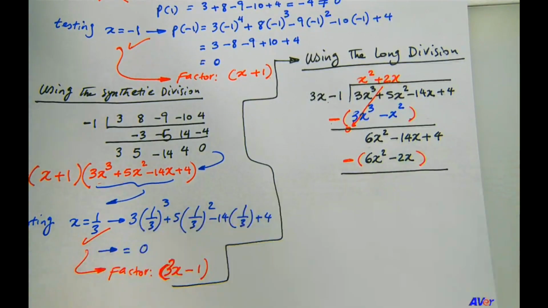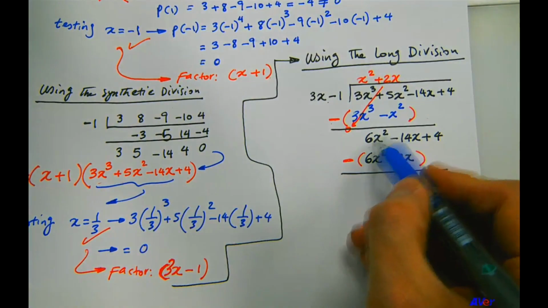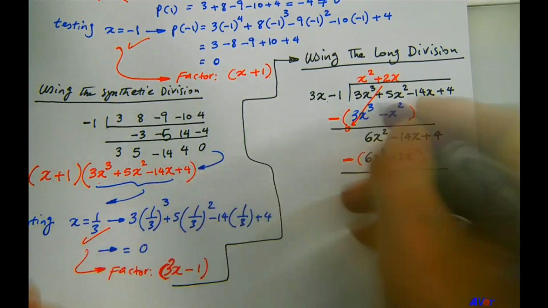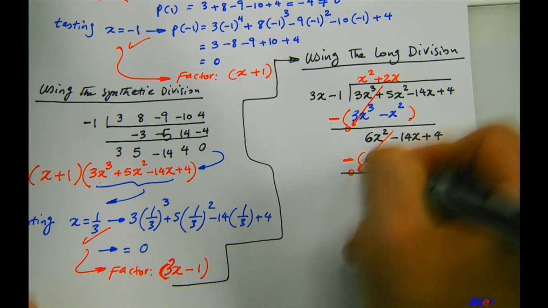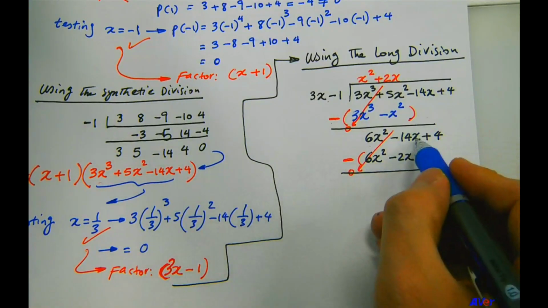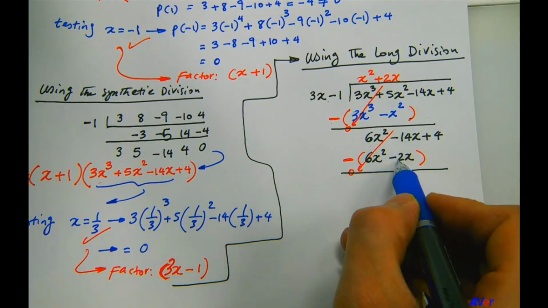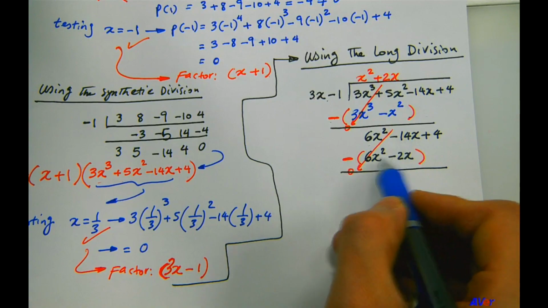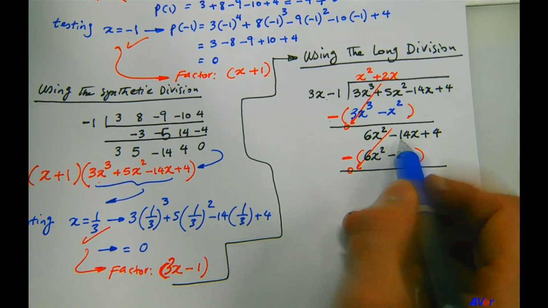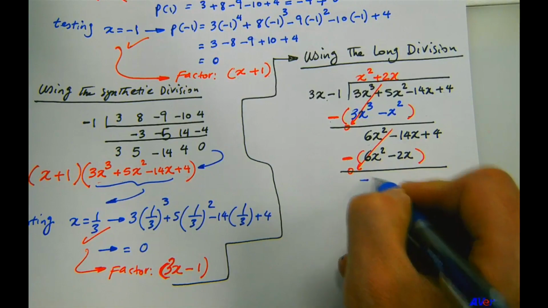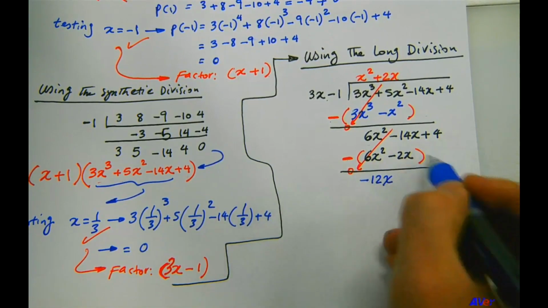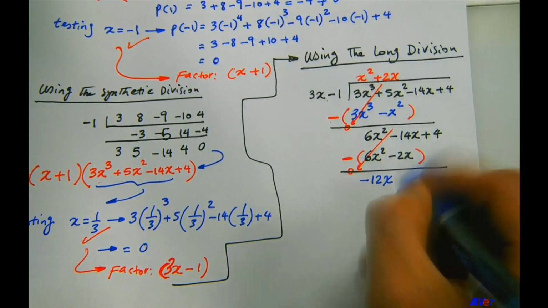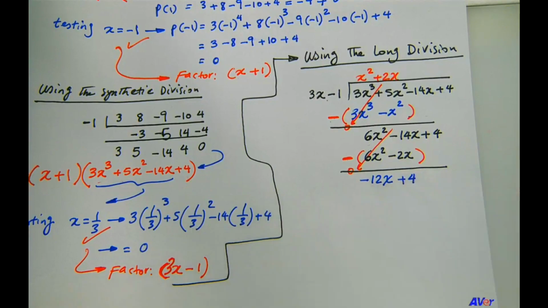So now, let's subtract. 6x squared minus 6x squared is 0, right? So those two terms end up 0. Minus 14x minus 2x. So minus 14x minus 2x is positive 2x plus minus 14x. We get minus 12x. Is there any constant here to subtract from 4? No. So we're just going to write down the positive 4 as it is.